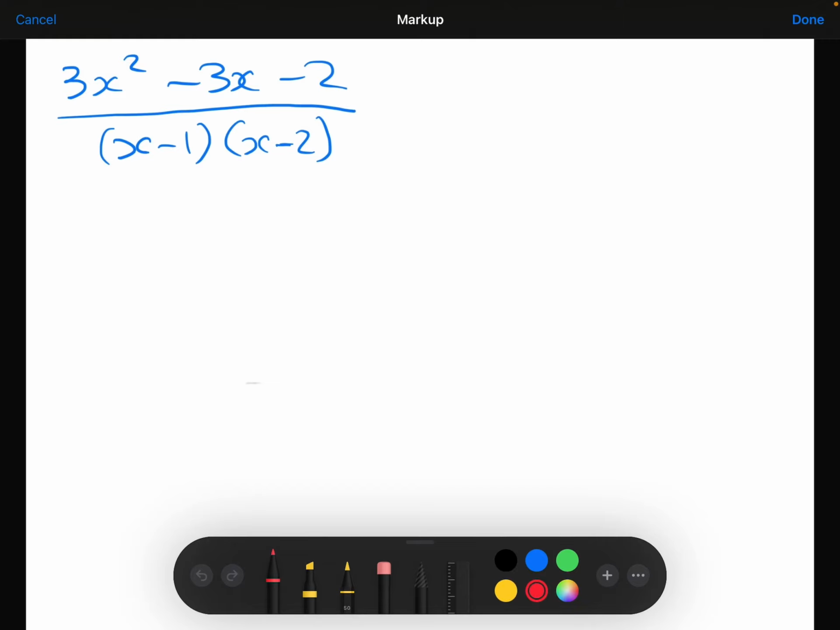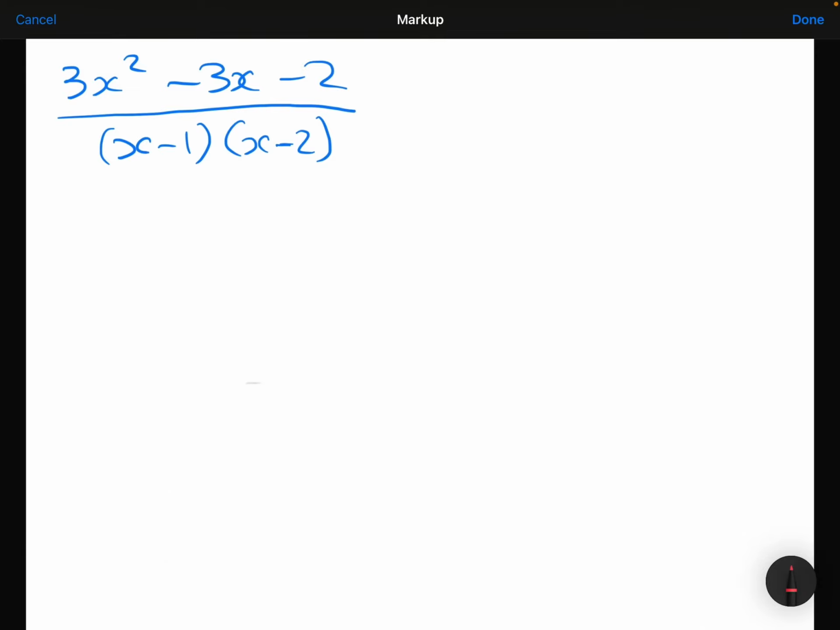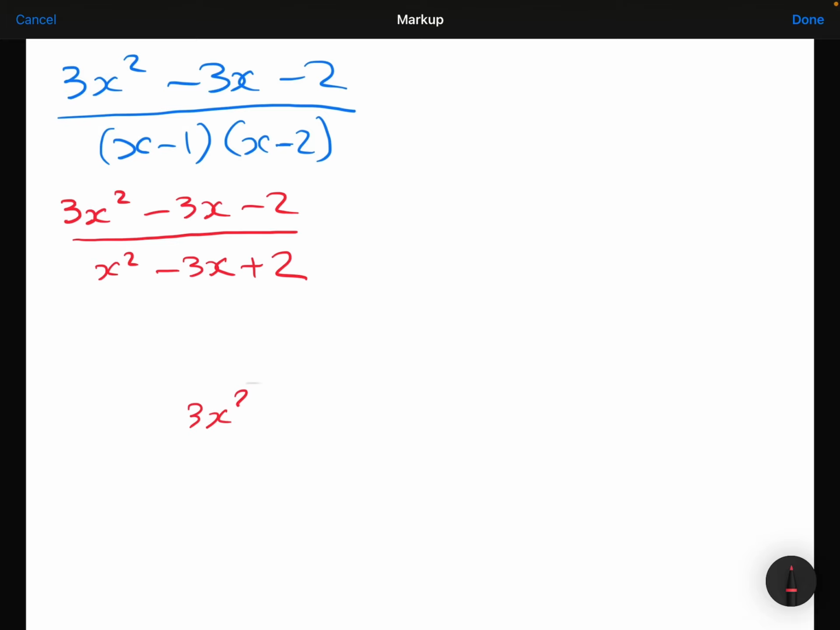Okay, so I've got the 3x squared minus 3x minus 2, all divided by x minus 1 times x minus 2. Now I'm going to do some algebraic division with this. So I know how to divide this, I'm first going to expand the denominator, so I know actually what I'm dividing by. So I've just expanded those brackets. So I know I'm dividing 3x squared minus 3x minus 2, and I'm dividing that by x squared minus 3x plus 2.